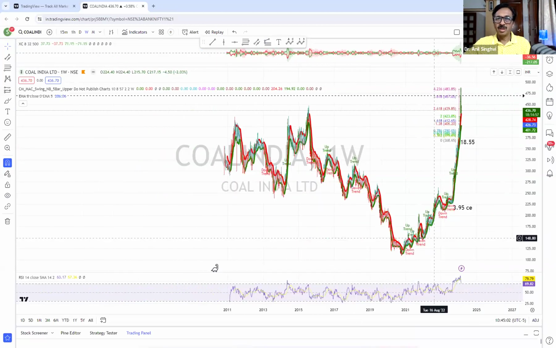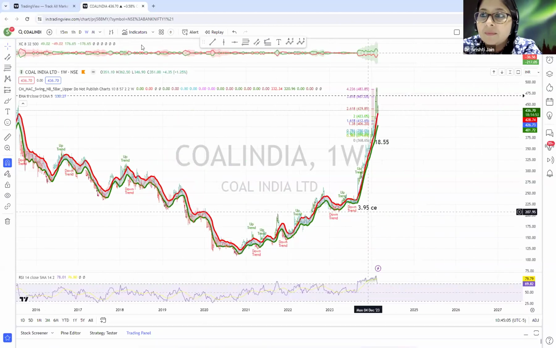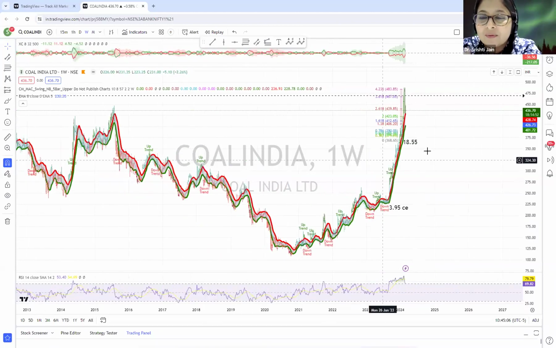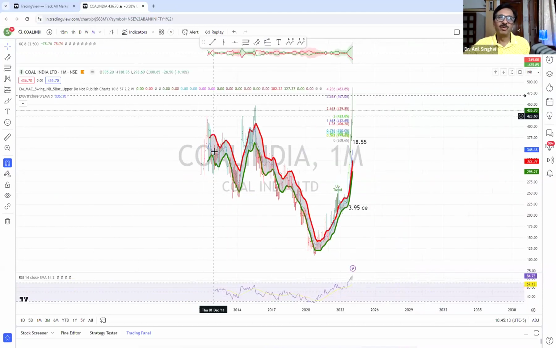Coal India is going well and this is very good. So I think we've not seen any break in momentum so far. So yeah, all going good. Now the point is that we do not have any price action here. It's all blue sky.